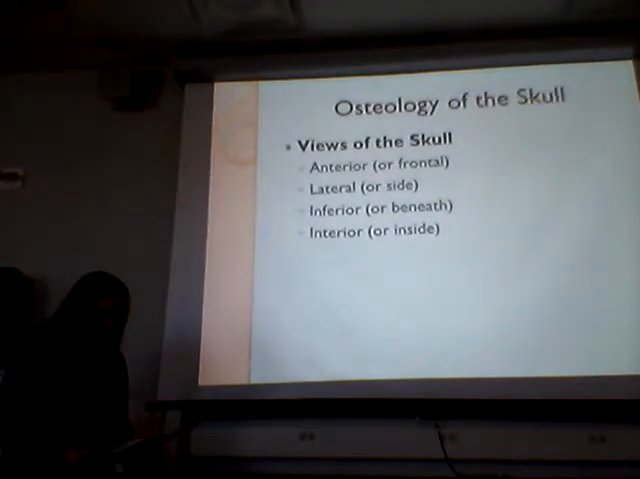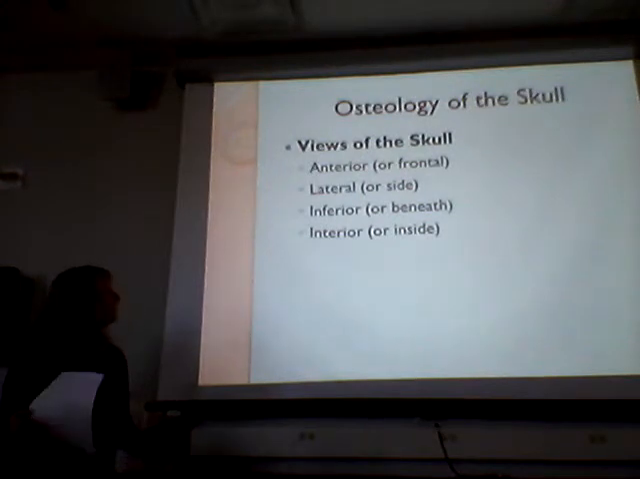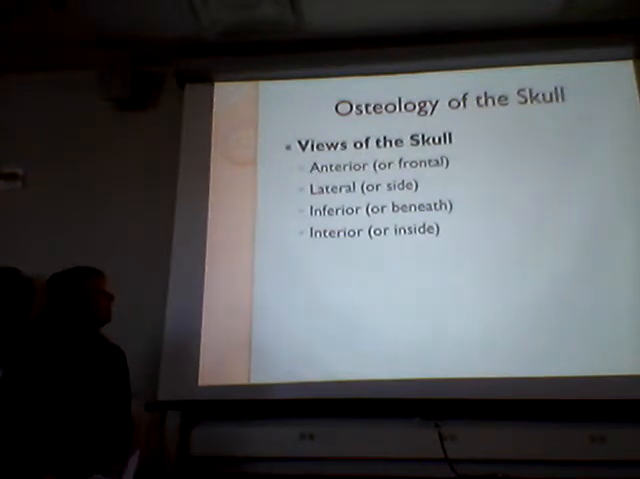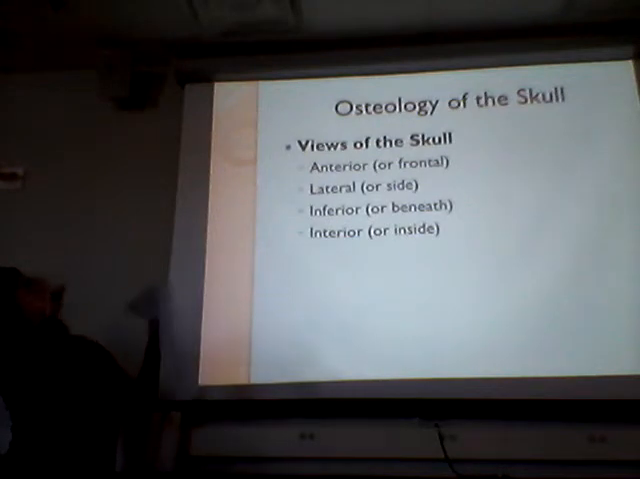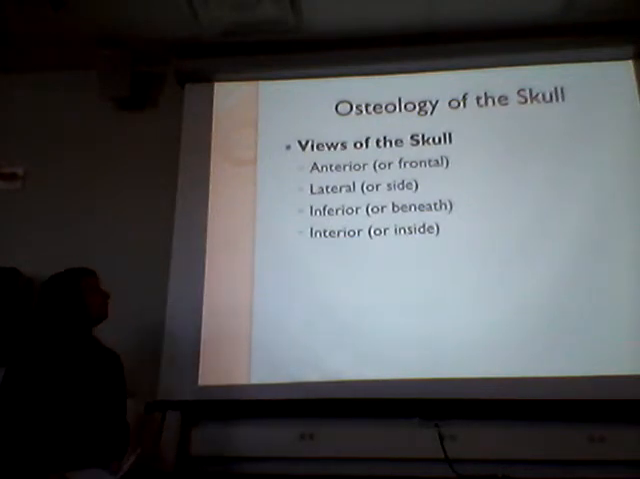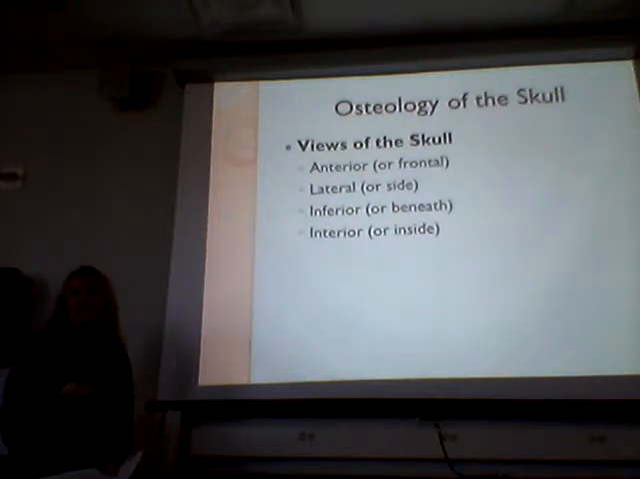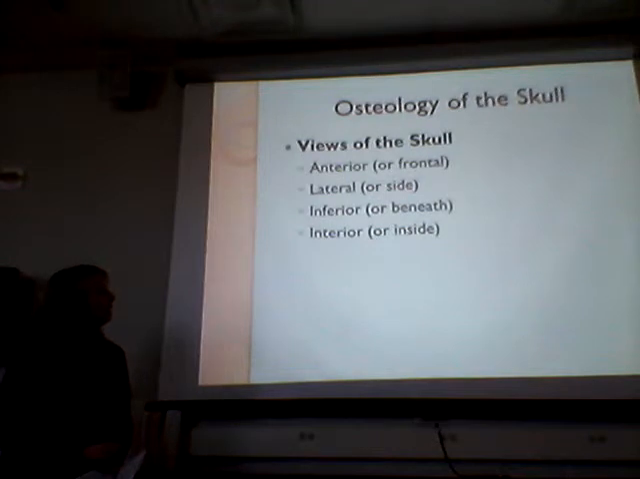Okay, views of the skull, and I know you guys know this already, but just to remind you, we've got the anterior view, which is the frontal view. Lateral is the side view, also profile. Then we've got an inferior view, which is beneath, so it's like you're working under a car looking up at the engine. They say that's the hardest view for students to understand, but I never thought it was that bad. And then interior, that's like when we cut your skull open and look at it. So, okay, the next slide.